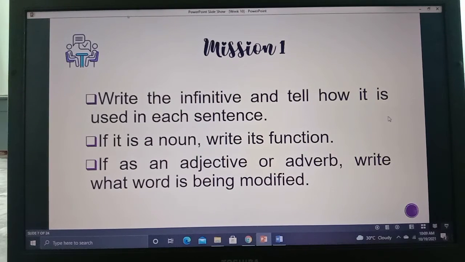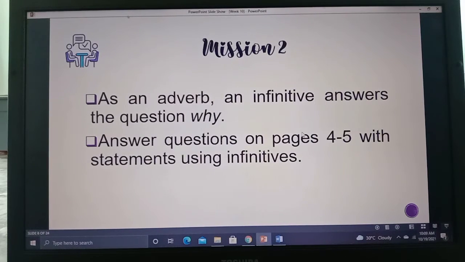So, ganun ang gagawin nyo sa mission 1. Again po, sa intermediate pad, isusulat ang sagot. Next one, mission 2. So, as an adverb, an infinitive answers the question why, bakit.